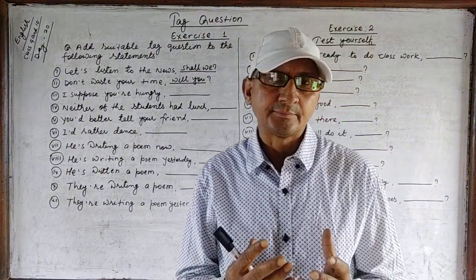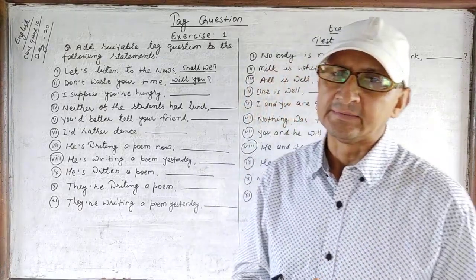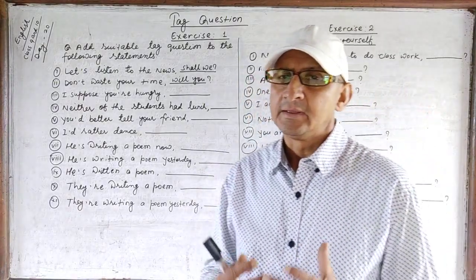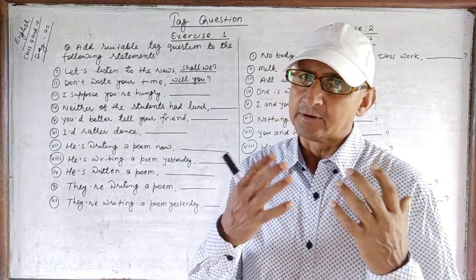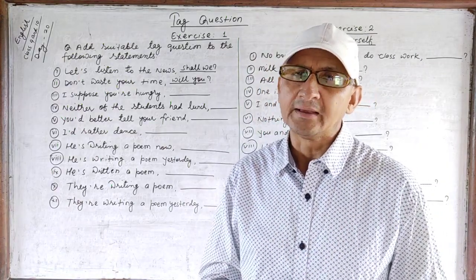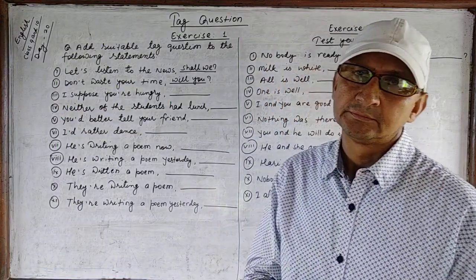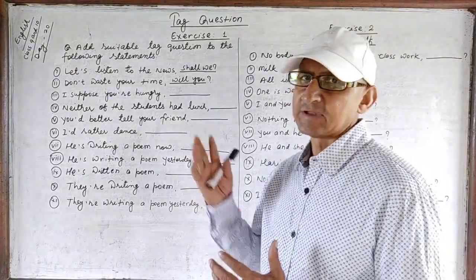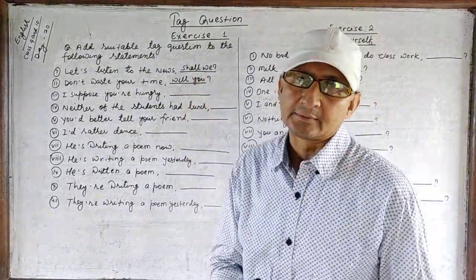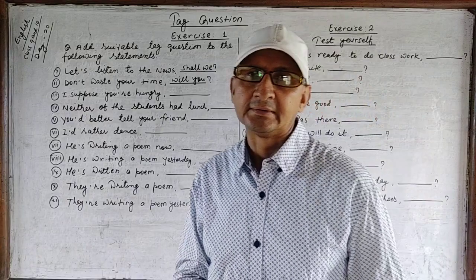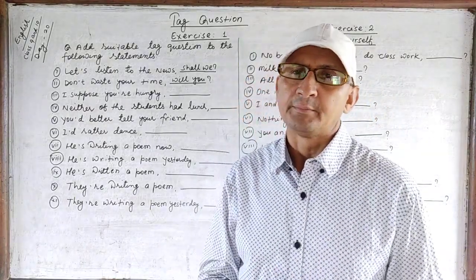An imperative sentence has always an affirmative tag, will you. There is no negative tag in an imperative sentence. In an imperative sentence, there is always an affirmative tag.